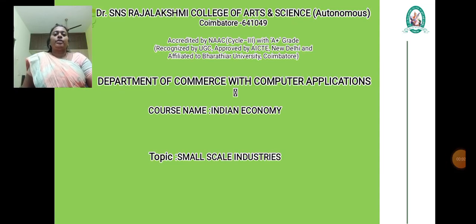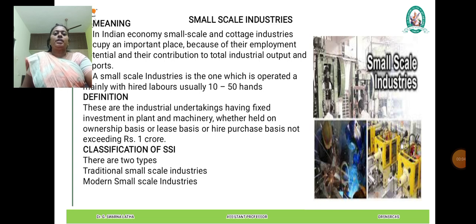The topic which we are going to see is small scale industries in the Indian economy. In the Indian economy, small scale and cottage industries occupy an important place because of their employment potential and their contribution to total industrial output and exports.